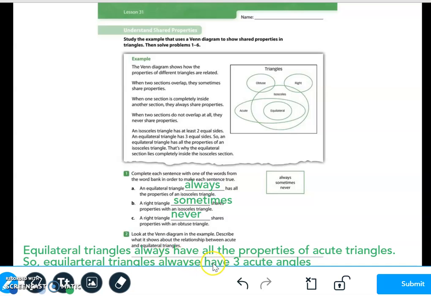Therefore, equilateral triangles will always have acute angles. We see the entire circle of our equilateral is inside of our acute. So any equilateral triangle will be an acute triangle. It will also be an isosceles triangle, as you see inside of here.